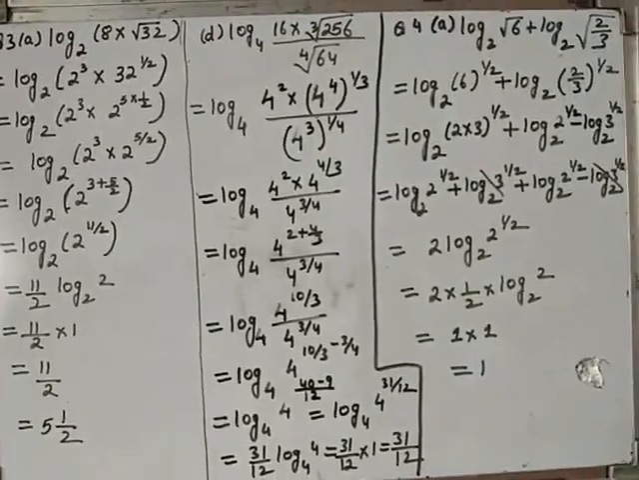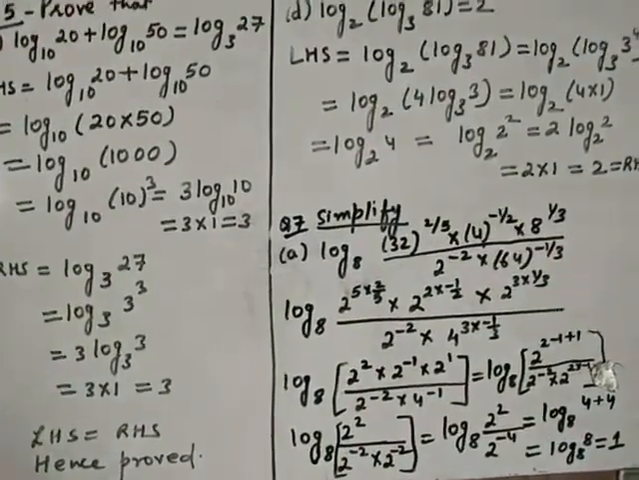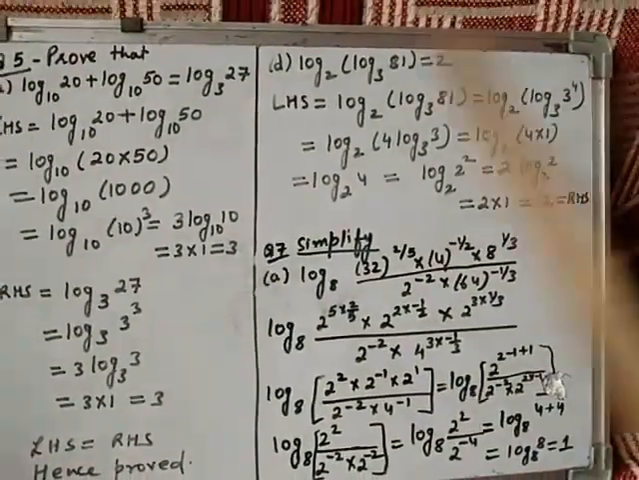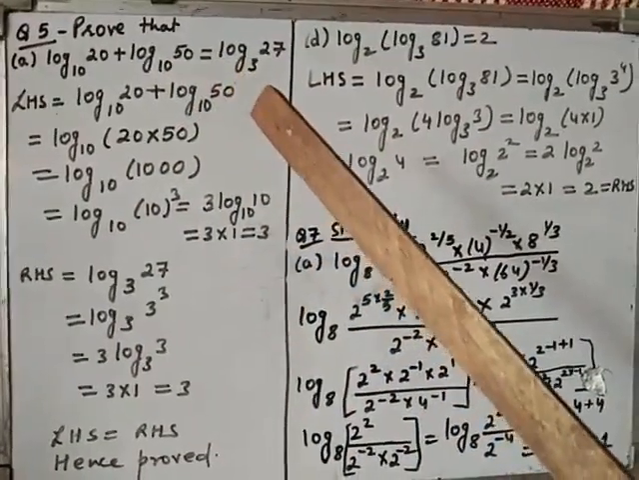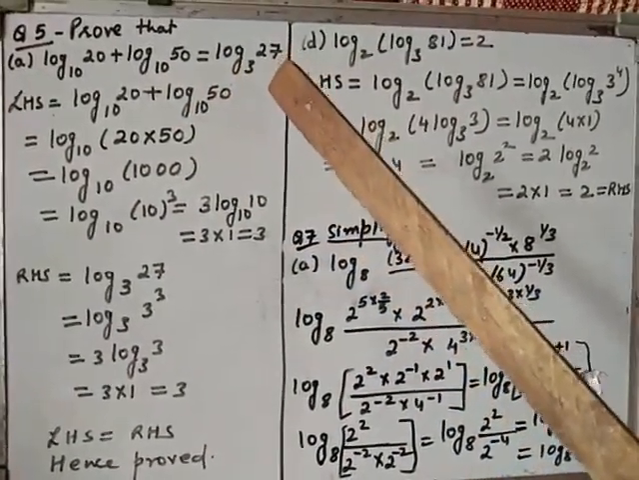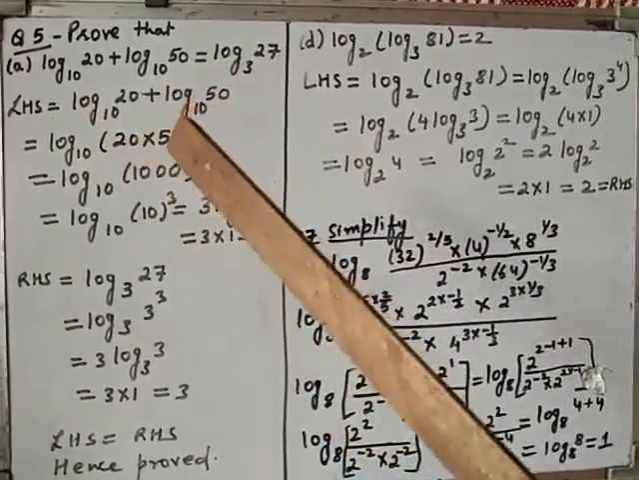Now we see the next question. Students, question number 5. Prove that log to the base 10 of 20 plus log to the base 10 of 50 equals log to the base 3 of 27. We take the left hand side first, log to the base 10 of 20 plus log to the base 10 of 50.